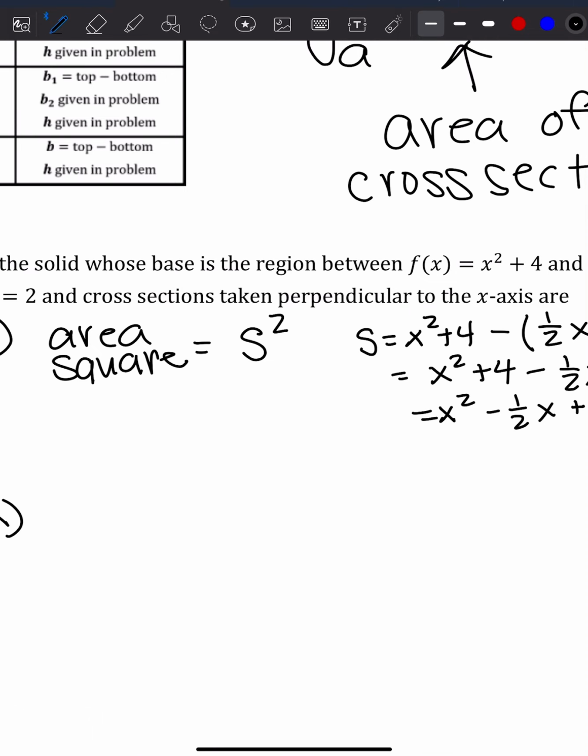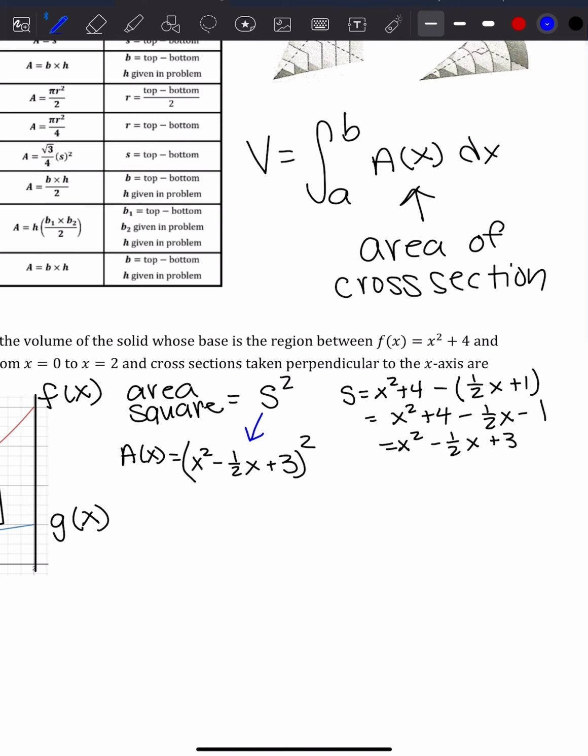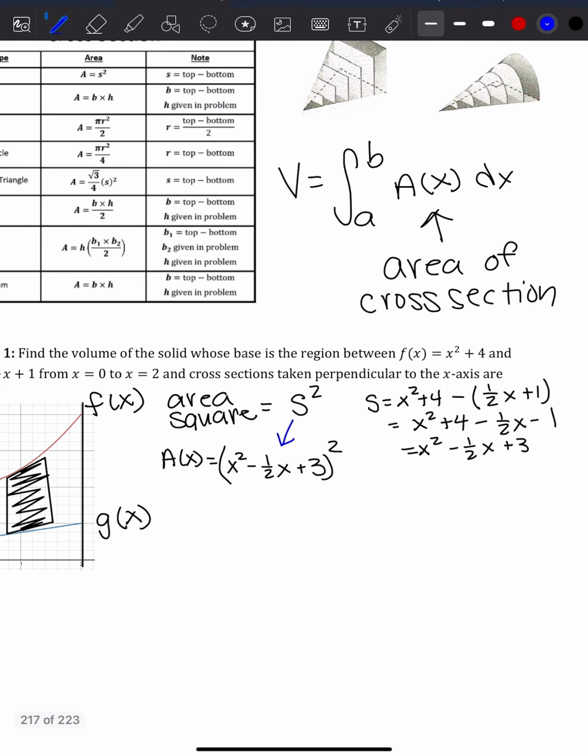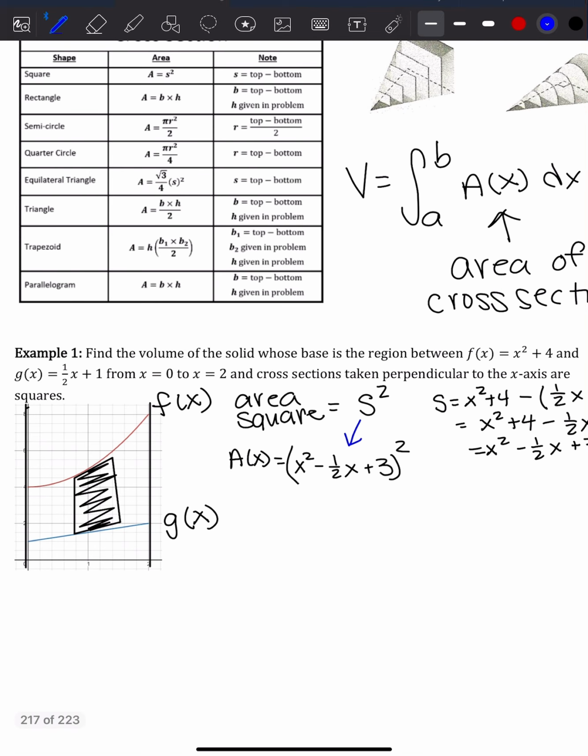So our area of our square is equal to our side length squared. So for us, A of x is going to equal x squared minus 1/2 x plus 3, squared. So this is our side length squared. So this is the equation of the area of any of the squares we have on this entire shape.